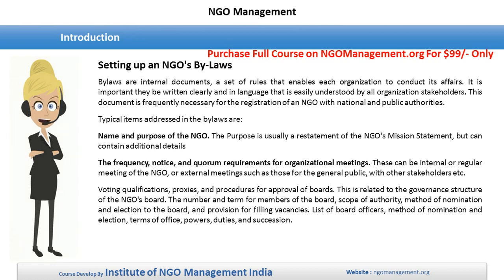Setting up an NGO's bylaws. Bylaws are internal documents, a set of rules that enables each organization to conduct its affairs. It is important they be written clearly and in language that is easily understood by all organization stakeholders. This document is frequently necessary for the registration of an NGO with national and public authorities.